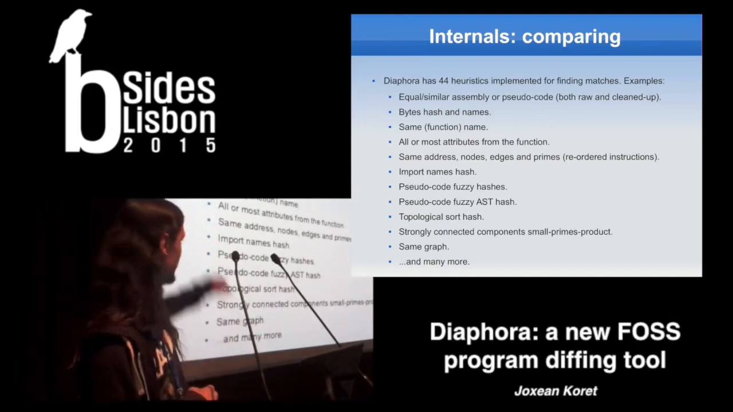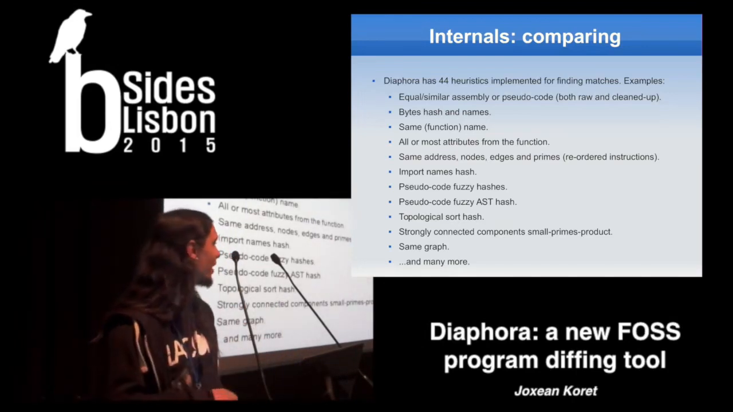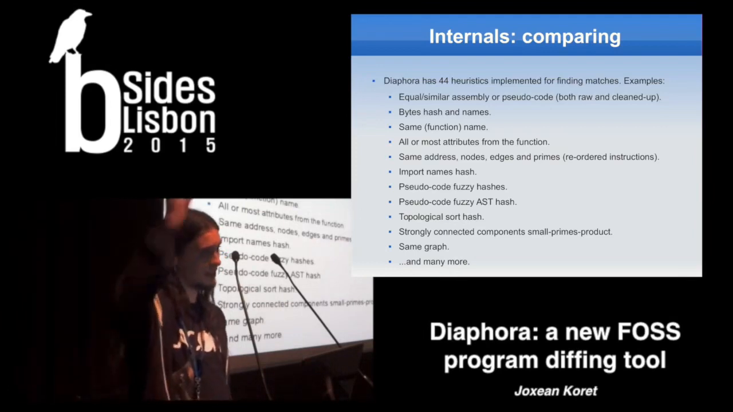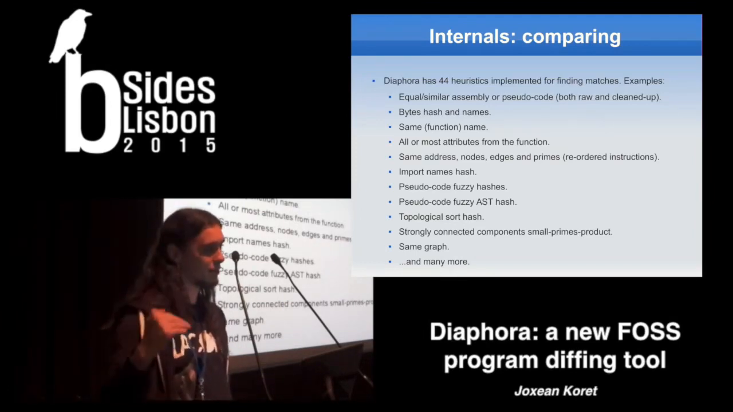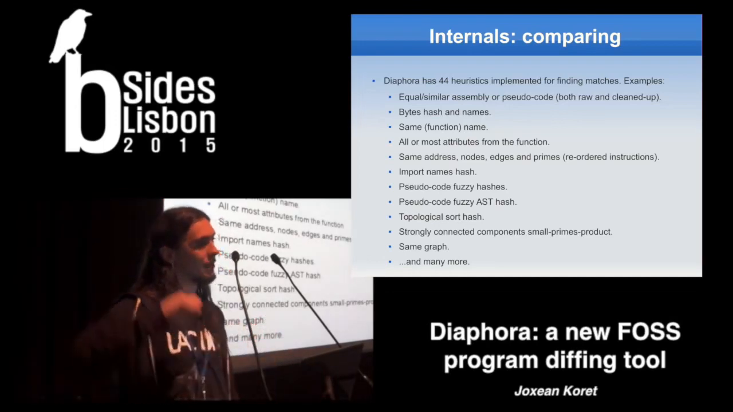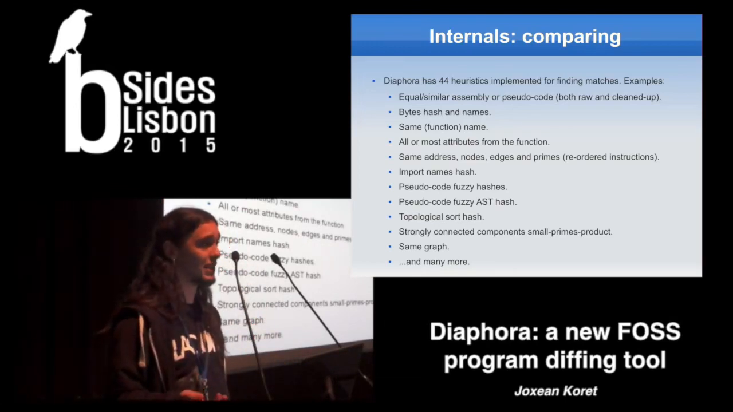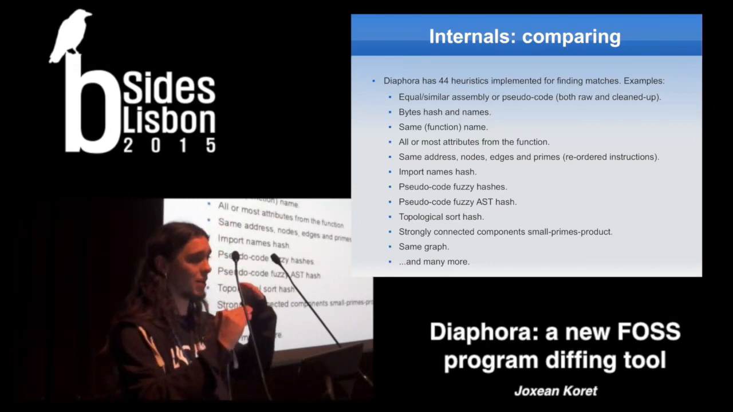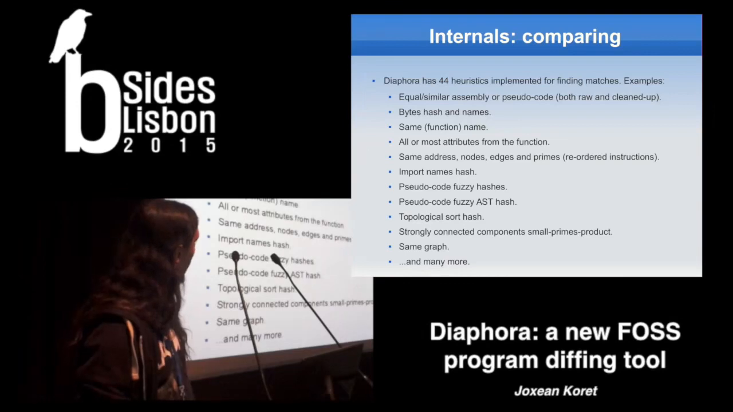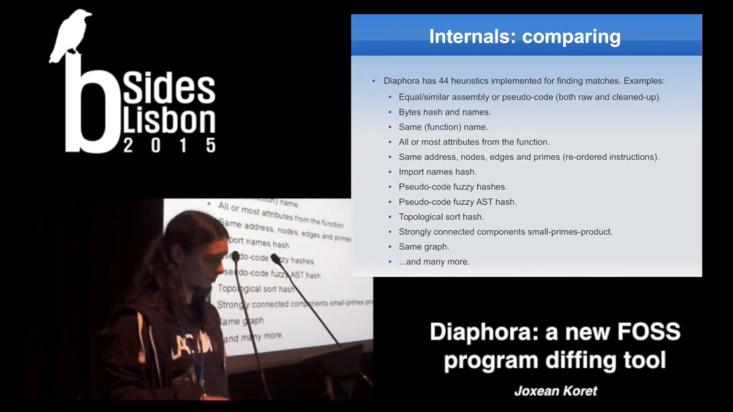Others can be another variation of this: the same address, nodes, heads, and primes. Primes means a prime is assigned to each mnemonic, to each assembly instruction, and then all the primes are multiplied together. If the final hash is the same, we consider that it's the same function, but maybe some instructions were reordered. And a lot of other heuristics. I will explain some of them in more detail later on.